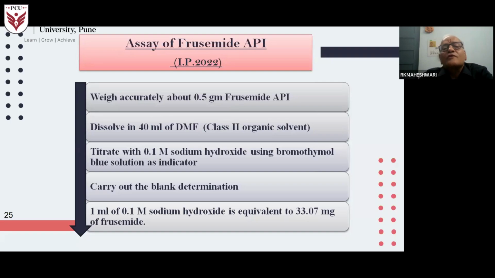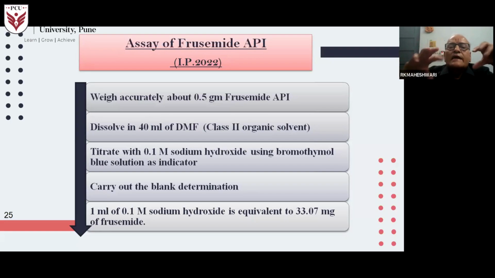Once you get the solution of furosemide in DMF, a clear solution, then you add a few drops of bromothymol blue solution as indicator. We are going to perform a titrimetric analysis with the help of NaOH solution in the burette. Again, a conical flask, 0.5 gram furosemide API, 40 ml of DMF, clear solution, few drops of bromothymol blue indicator. The solution is there in your conical flask. Now in the burette, it is 0.1 molar NaOH solution. You start the titration by adding 0.1 molar NaOH to your conical flask.